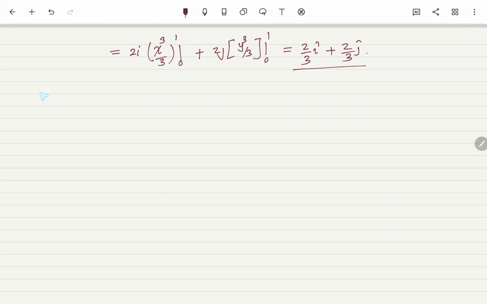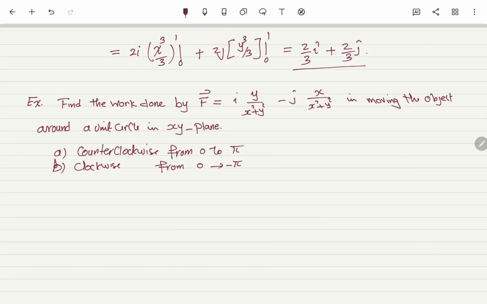Now let's have another example. In this example, find the work done by the force. It's given like this: i hat y over x squared plus y squared, minus j hat x over x squared plus y squared, in moving the object around the unit circle in the xy plane, first counterclockwise from 0 to pi and then clockwise from 0 to pi. Now let's find the work done here if the object is moving counterclockwise from 0 to pi.